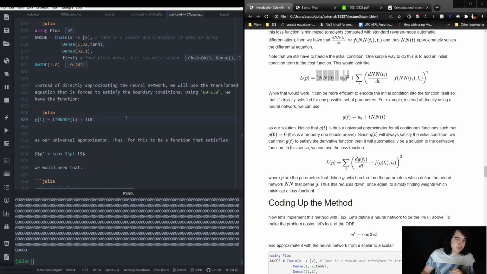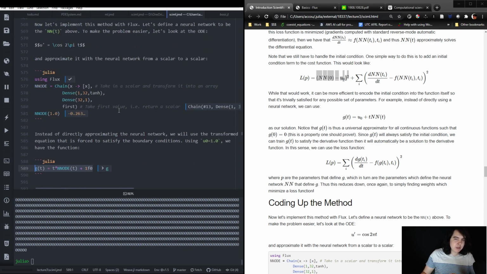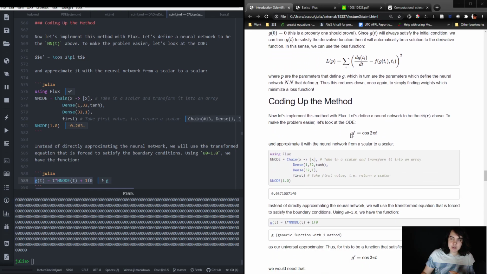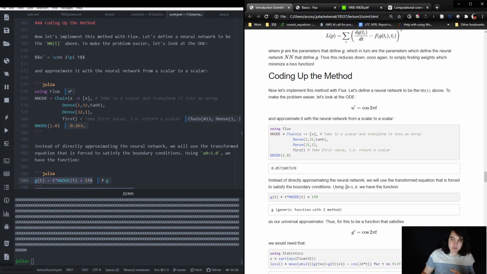Now I define this g of t. This g is my universal approximator that has to be 1 at time t equals 0. The differential equation that I want to solve here is u prime equals 2 pi t, where u of 0 equals 1, or u0 equals 1. Okay, so if I want to solve this differential equation, how would I start to define this loss function?